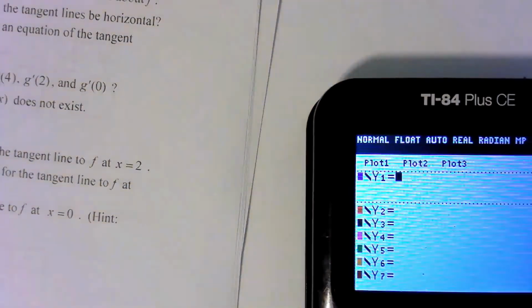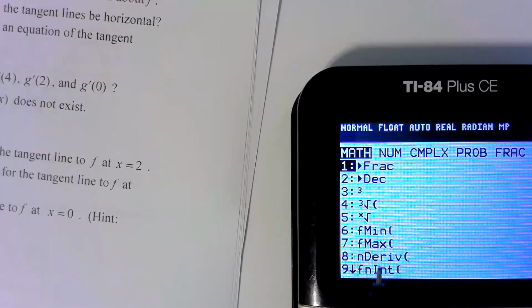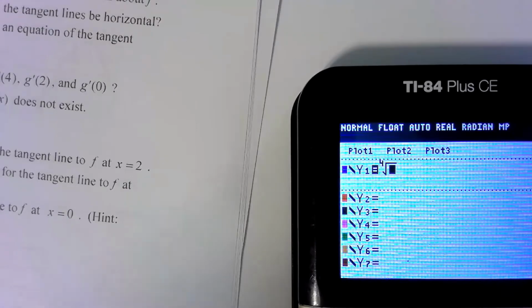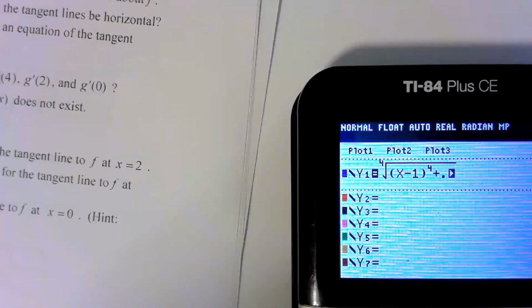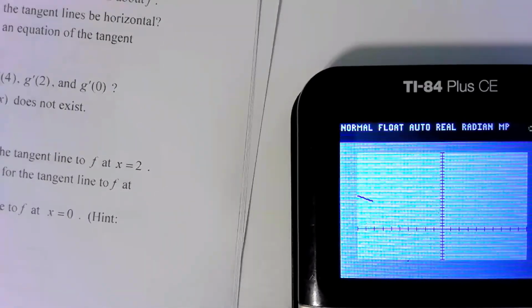So if you want to put anything higher than a cube root in your calculator, you press the index first, and then you press math, and then number 5. You see the little X there? And see how the calculator will put the 4th root? So we want the 4th root of x minus 1 to the 4th plus 0.000001, 1, 2, 3, 4, 5, 6 zeros. And I'm going to hit the graph key.